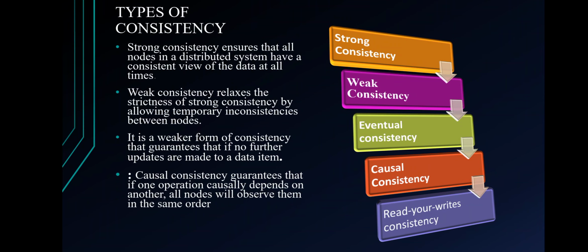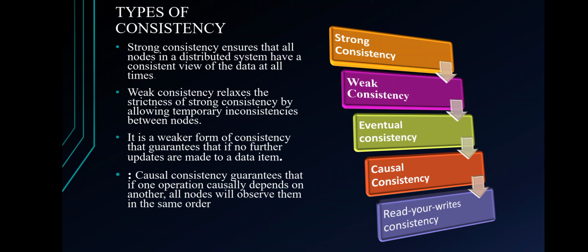Strong consistency, weak consistency, eventual consistency, causal consistency, and read your writes. And we also have one more type of consistency called monotonic consistency. First, what is meant by strong consistency? Strong consistency ensures that all nodes in a distributed system have a consistent view of the data at all times. And it has one extra advantage: it will return the latest committed value.